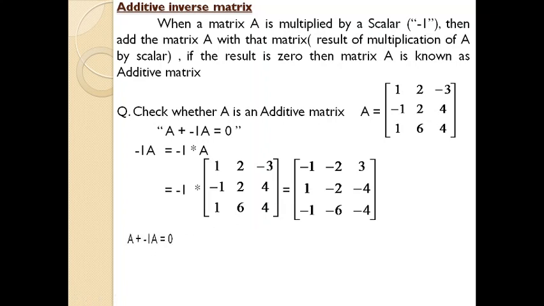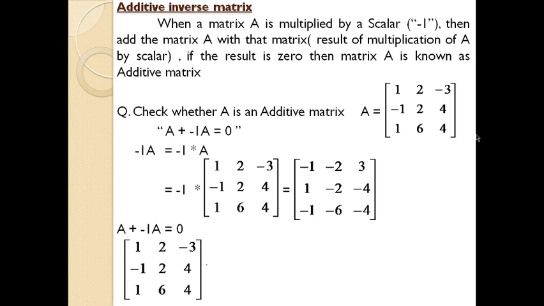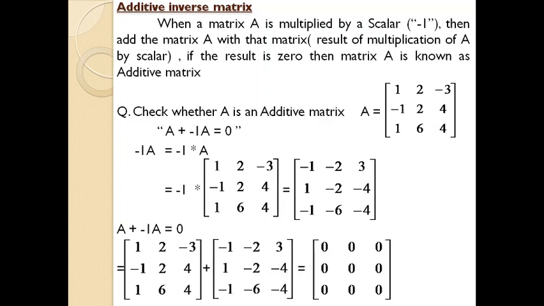And next is the very crucial part. You have to make sure that if you take the first matrix that is given in the question here, and add the same matrix to the computation we just did, that is minus 1A, so if you add these two matrices, you will end up with a new matrix consisting of 0. If you end up with a matrix in which all elements are 0, then it is a case of an additive inverse matrix.